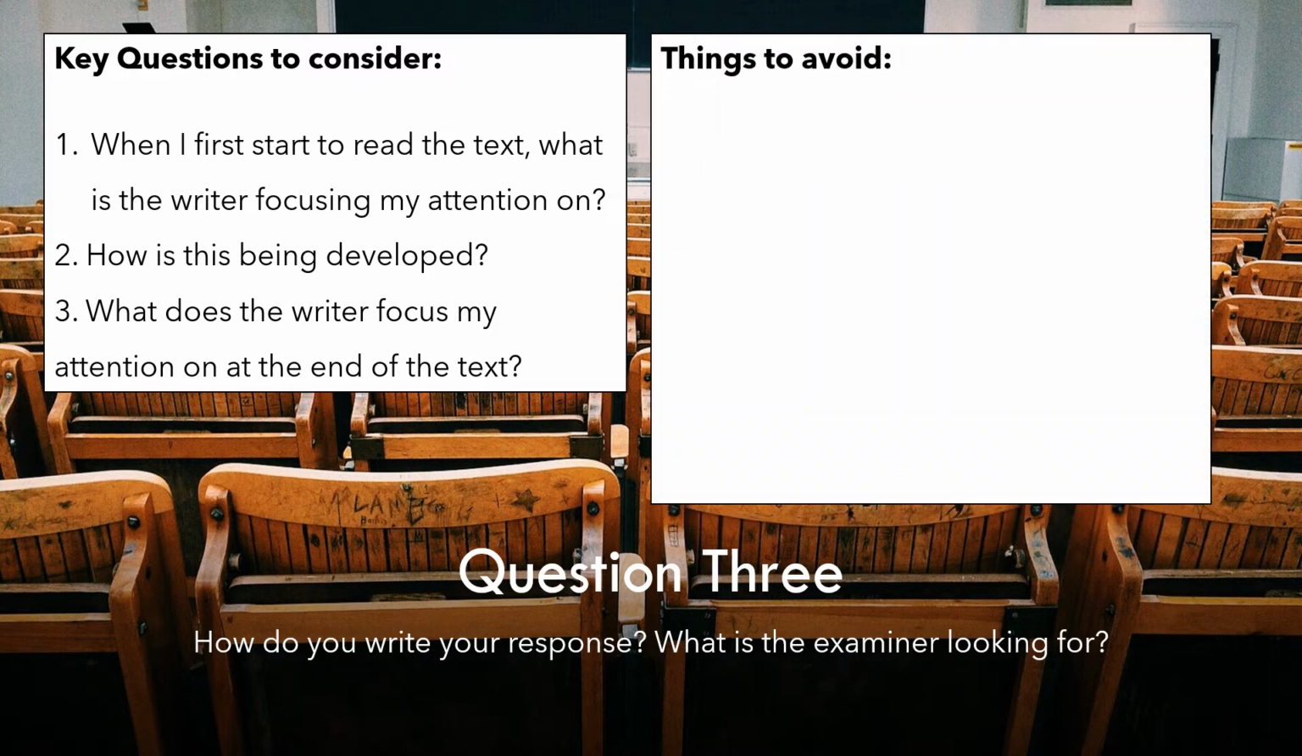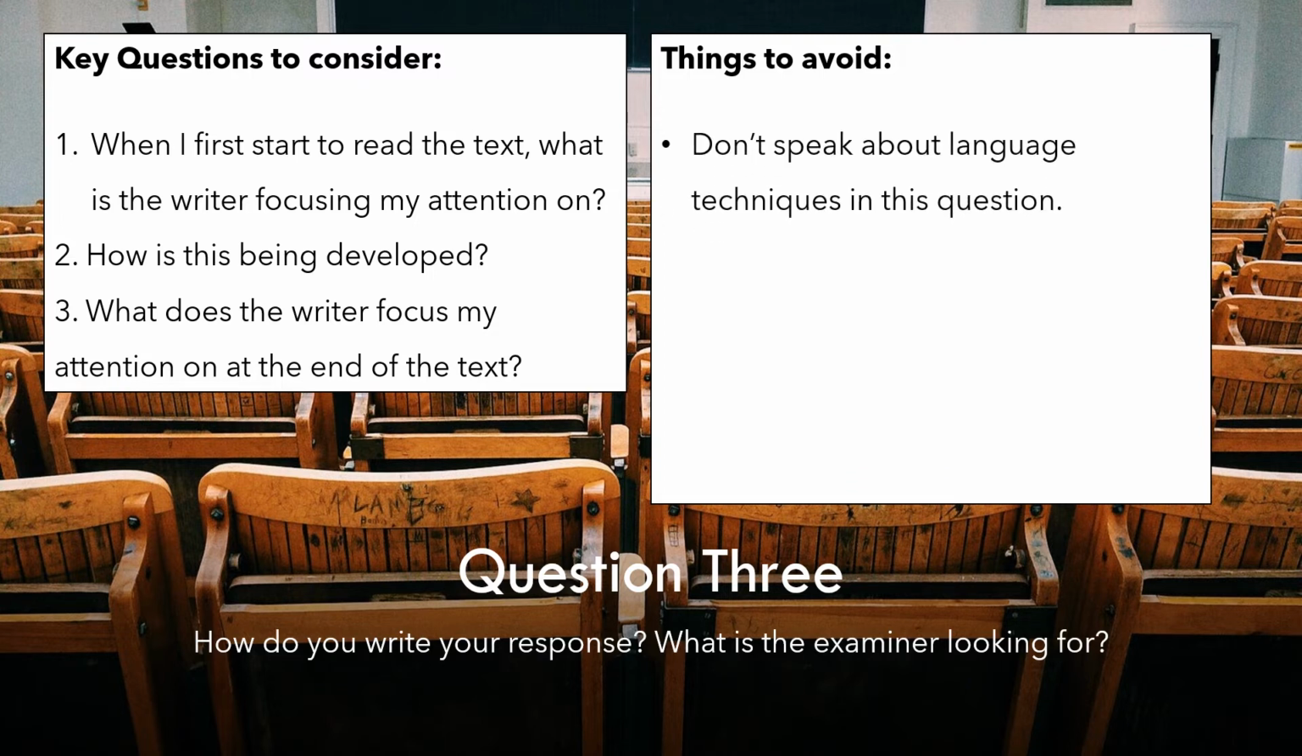Here are some things to avoid. Now these are things that I see every single year when I mark for the exam board, so don't speak about language techniques in this question. This is something that might seem very obvious, but it happens every single year. You cannot talk about language techniques for question 3. Now you can actually point out a word, but don't analyze it. Okay, so don't talk about the word class or the connotations associated with that word. Don't talk about similes or metaphors, anything like that, or any massive techniques. You're purely commenting on the structure and how it's been put together.